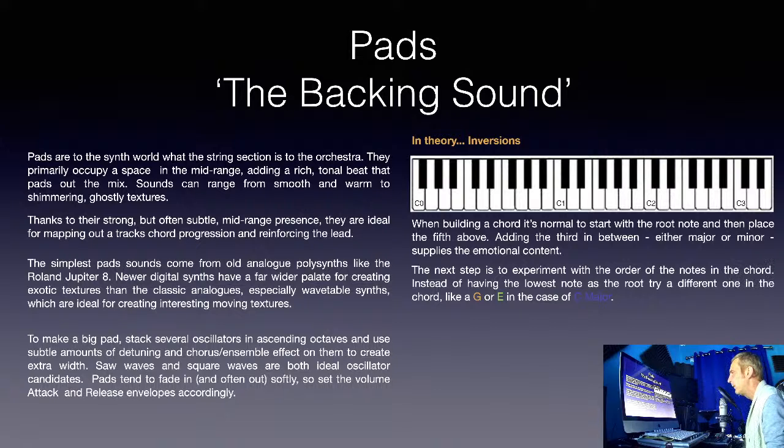The next step is to experiment with the order of the notes in the chord. Instead of having the lowest note as the root, try a different one in the chord, like G or E in the case of C major. So we've just got our notes here. That would be our fifth. So you've got C, 1, 2, 3, 4, 5, 6, 7 semitones on the G, which makes it the fifth. And then we've got an inversion down on the E.